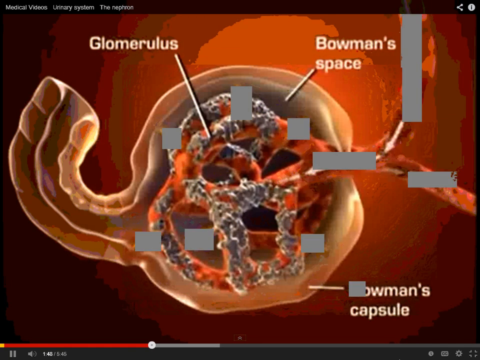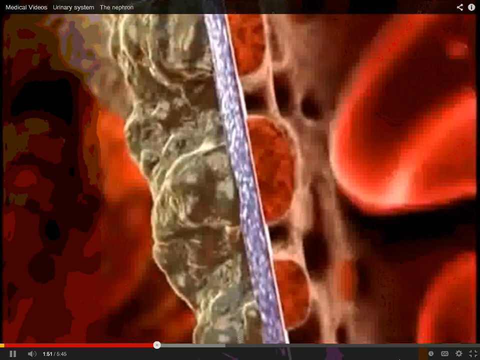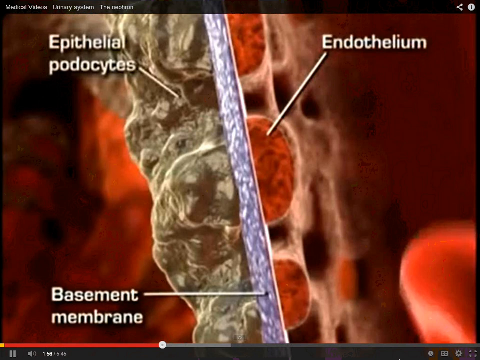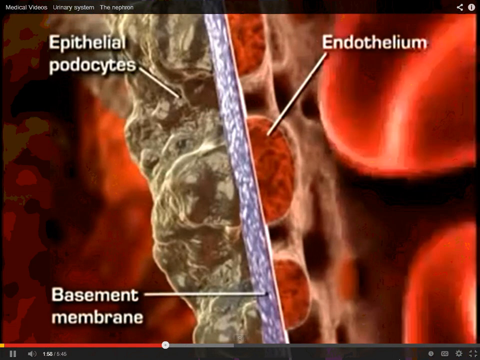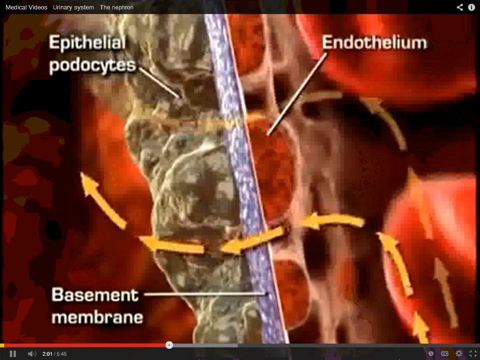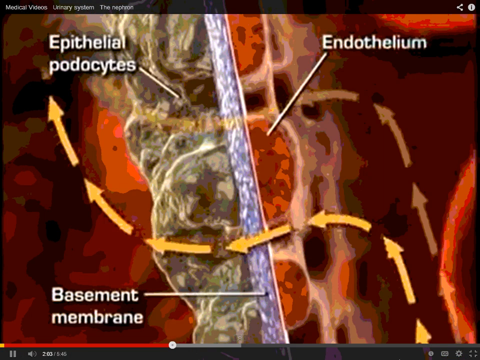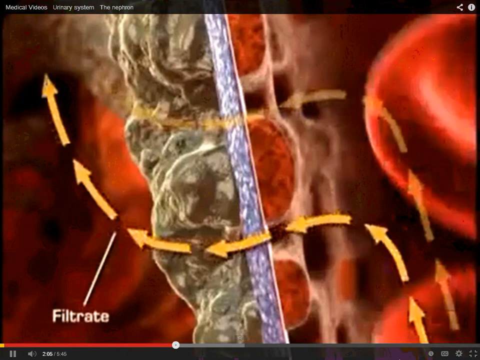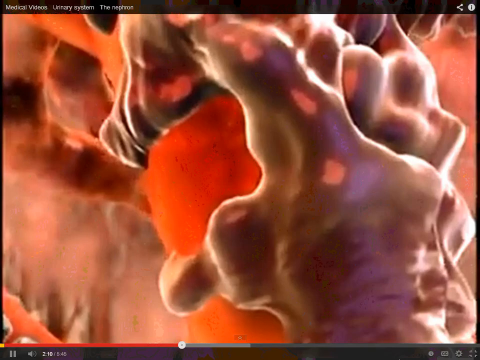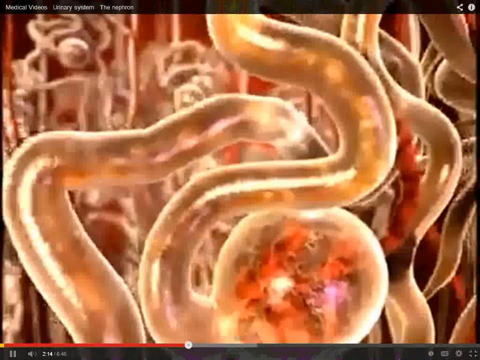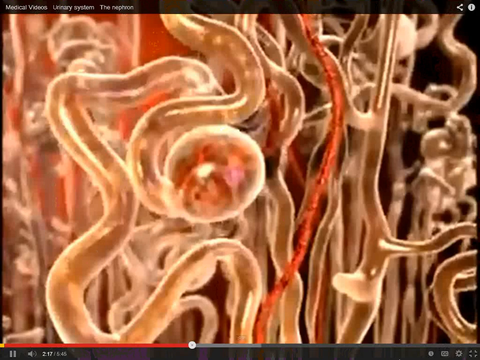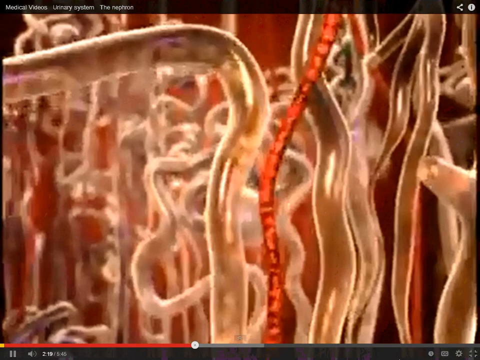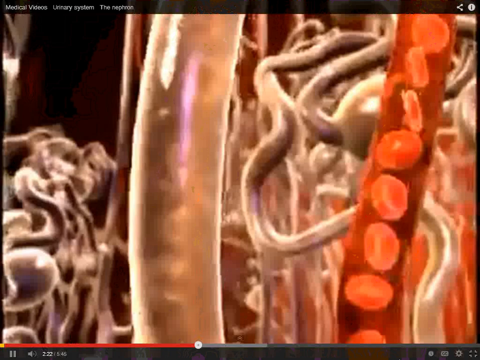Fluid is filtered from capillary blood into Bowman's space through the glomerular filtration membrane. The glomerular filtration membrane consists of three layers: the capillary wall, the basement membrane, and the epithelium. This membrane allows small molecules to pass through, but not all. The fluid that is filtered from the capillary blood into Bowman's space is called filtrate and forms the primary urine. Then the filtrate flows through the tubule system of the nephron. In the tubule, some substances are absorbed out of the filtrate and back into the blood.